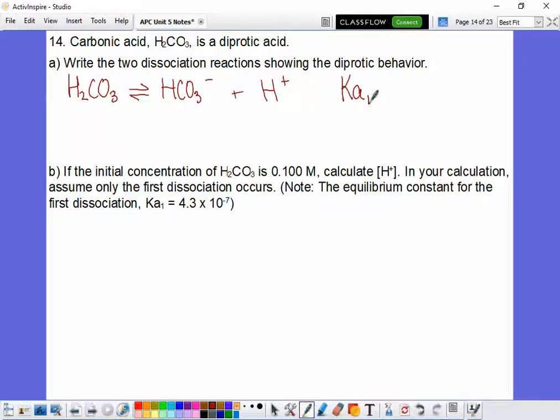Okay? And then for the second dissociation, what is going to be my reactant? HCO3 minus, and then what would that dissociate into? Plus H plus. And if we wrote the equilibrium expression for that, it'd be Ka2. Got it? All right. So now let's actually do some calculations with this. So if we assume that only the first dissociation occurs, we're going to calculate the H plus concentration of a 0.1 molar carbonic acid solution.